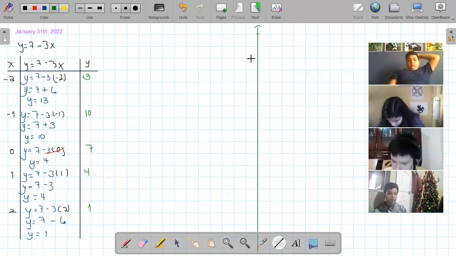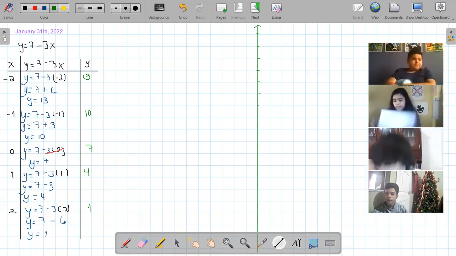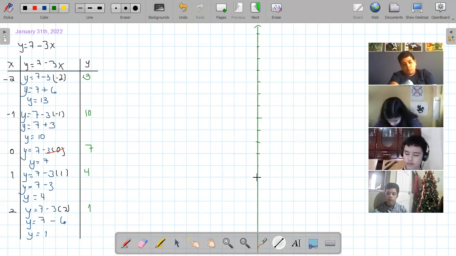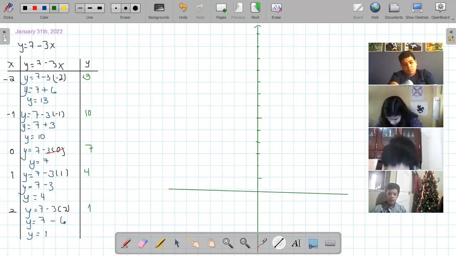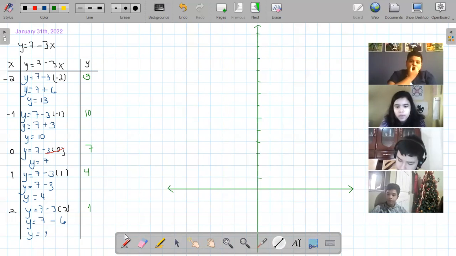So this will be 13, 12, 11, 10, 9, 8, 7, 6, 5, 4, 3, 2, 1, and this is 0. So I'm making this a little bit over here. You see, that's my x-axis.